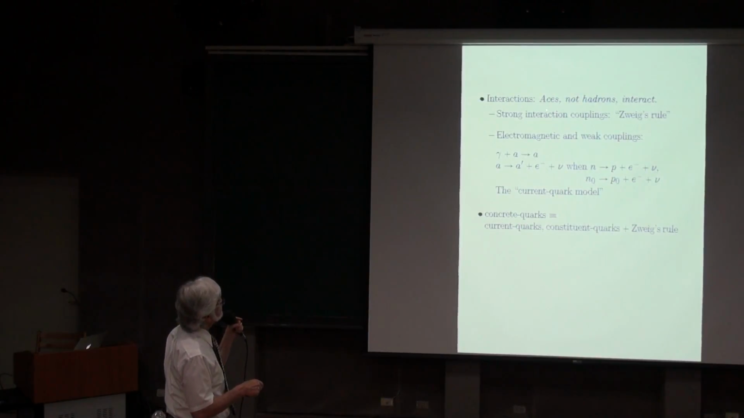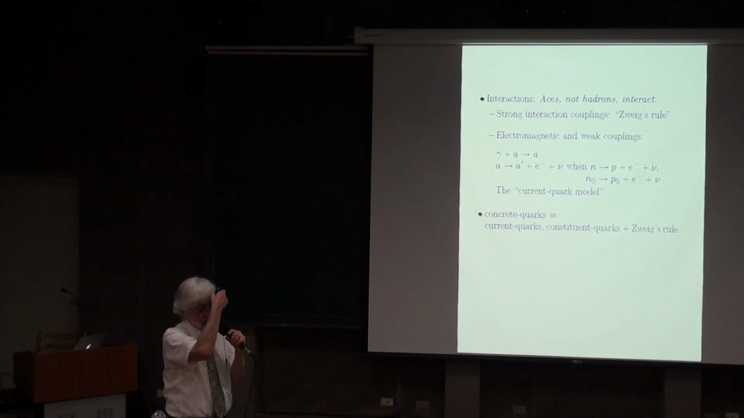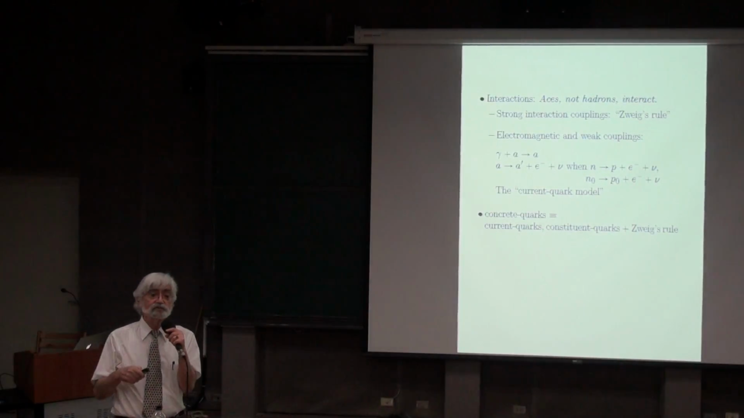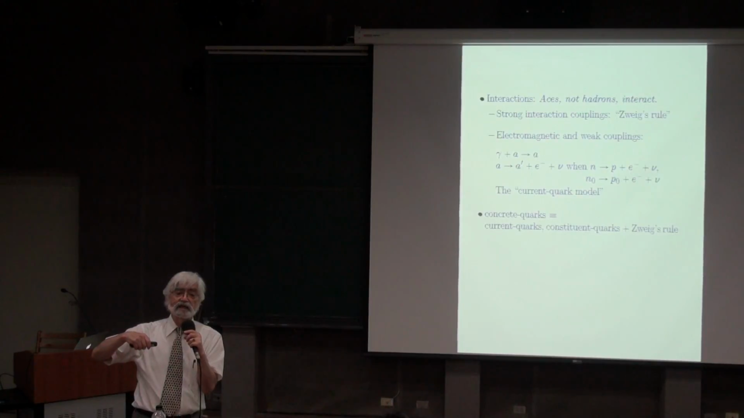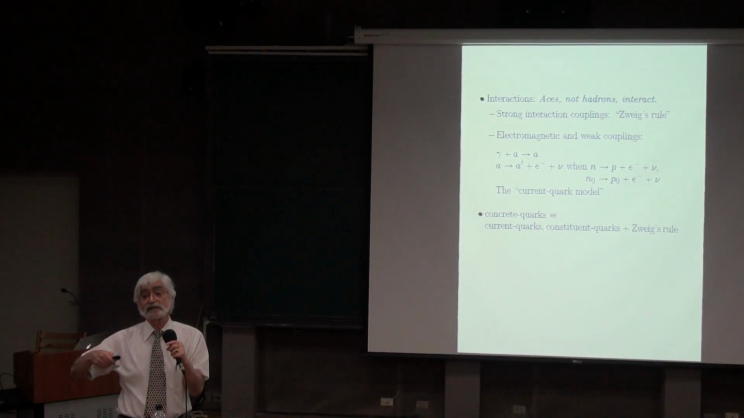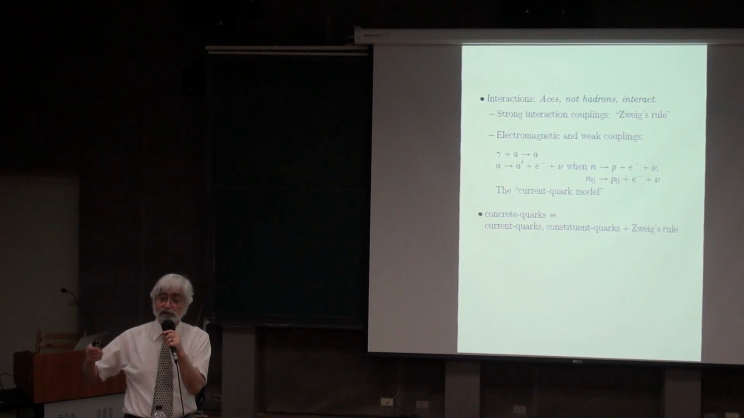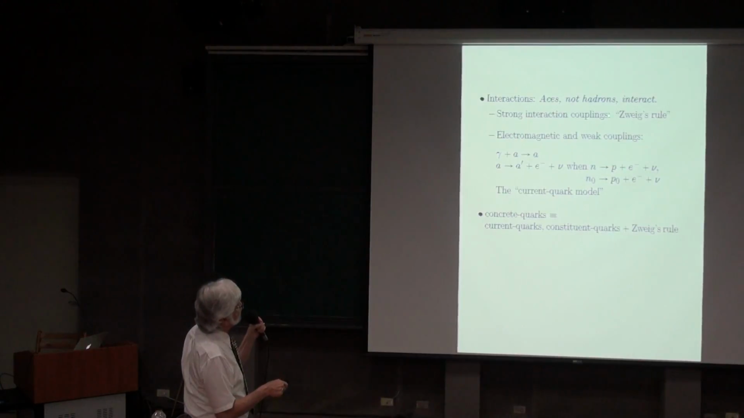The interactions really said that it was the aces, not the hadrons, that would interact. So for example, in beta decay, when a neutron goes to a proton, an electron, and a neutrino, it's not the neutron that's beta decaying. It's the N0 in the neutron that's beta decaying into the P0, which is lighter than the N0. So the strong interactions obeyed this rule.